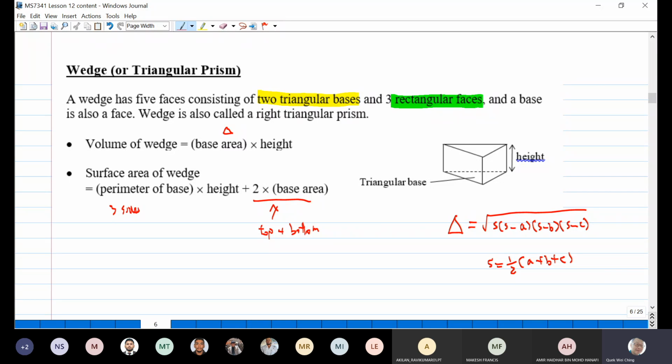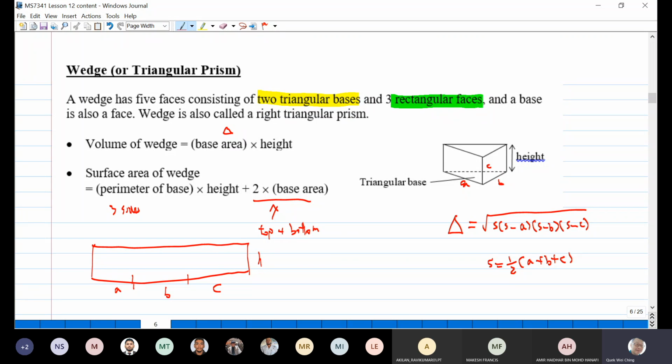Okay, how to find the side area? You just add up the A, B, C here. So this is A, this is B, this is C. You add up A, B, C, which equals the perimeter of the base. So what you get is a rectangle now. One part is A, one part is B, one part is C. Add up, then times height.